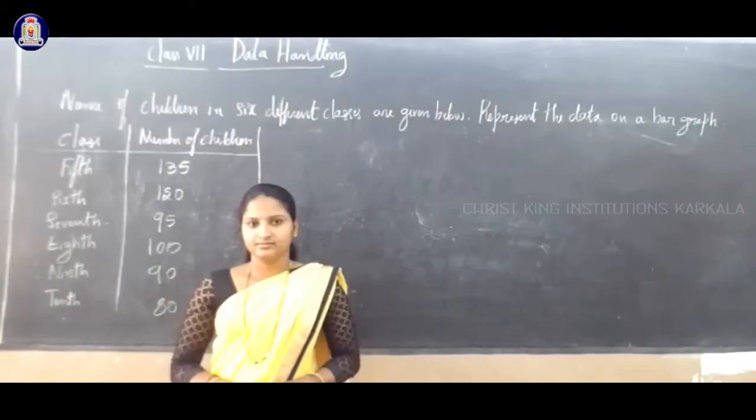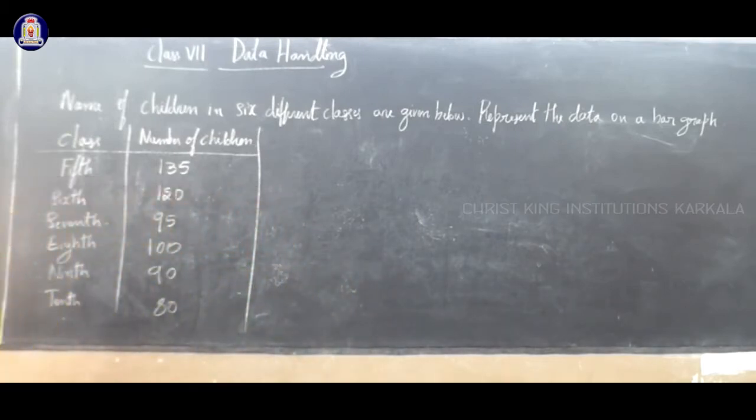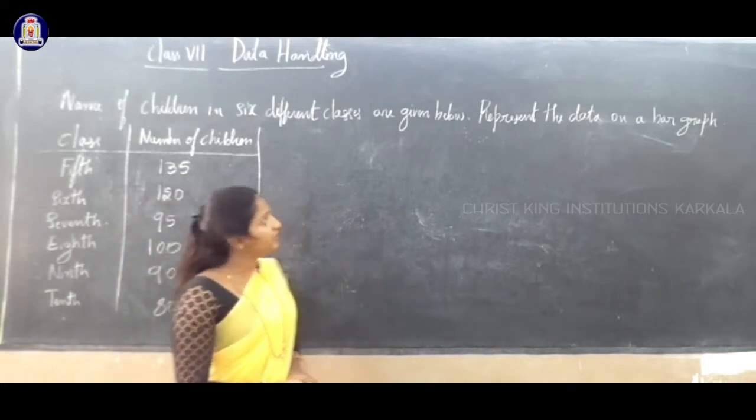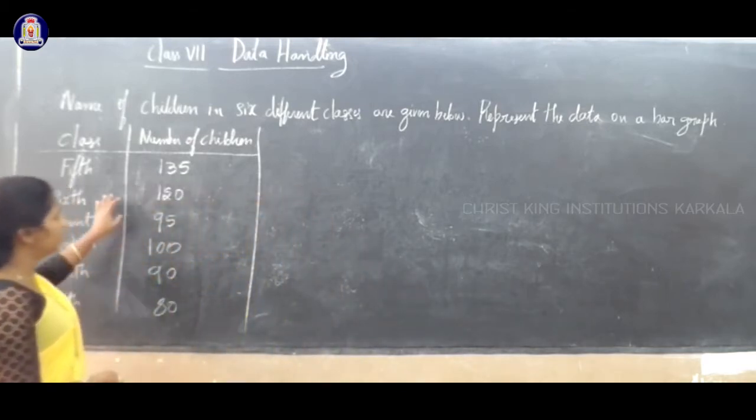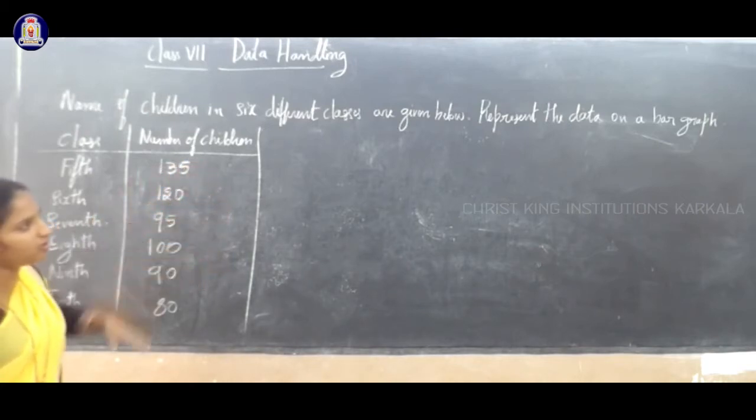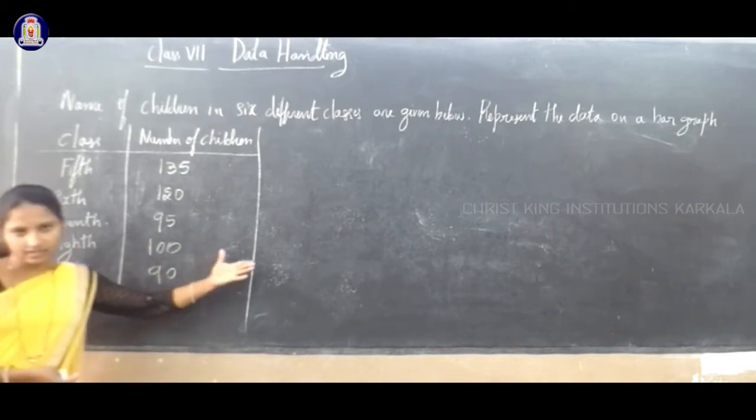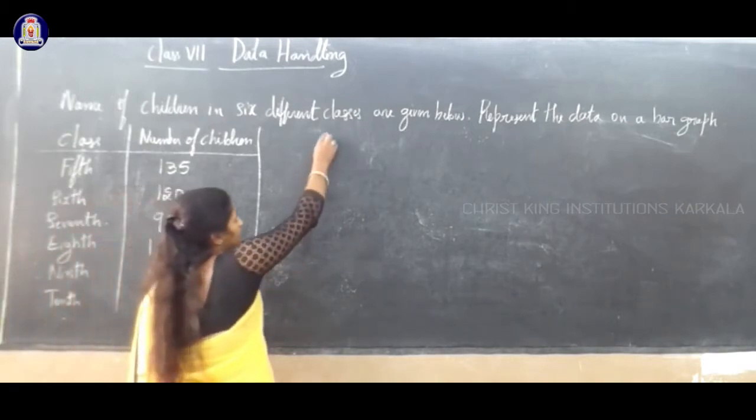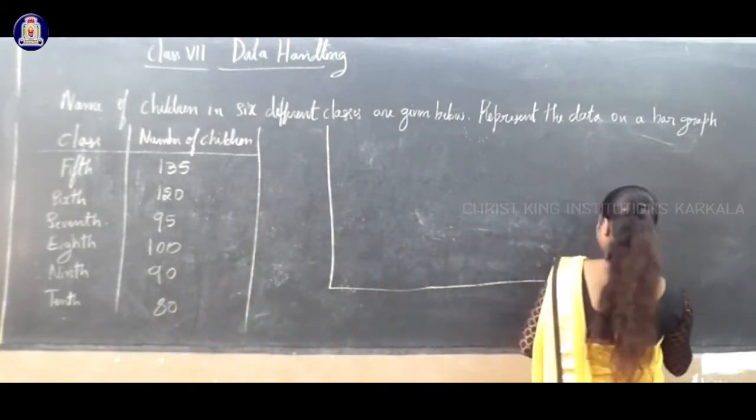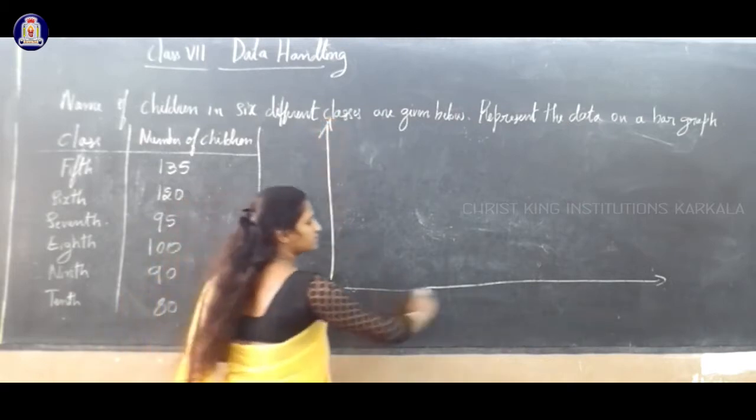Okay, the next question is: the number of children in 6 different classes are given below. Represent the data on the bar graph. So you have to represent the given data in a bar graph. How can we represent this given data in a bar graph? First you have to draw a horizontal line and a vertical line. This is the vertical and this is the horizontal line.